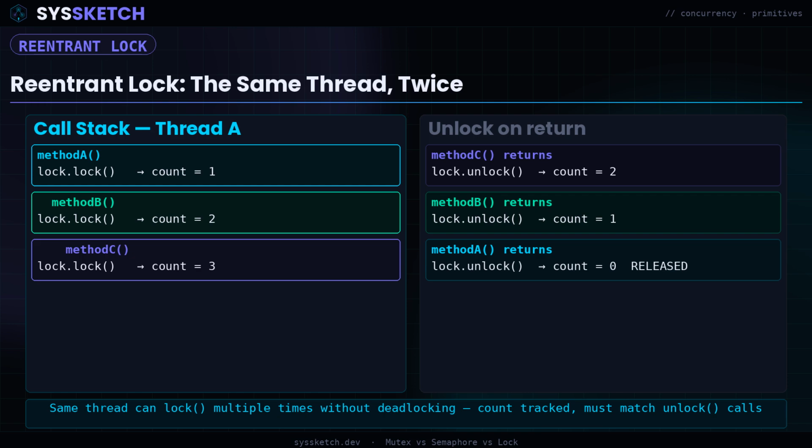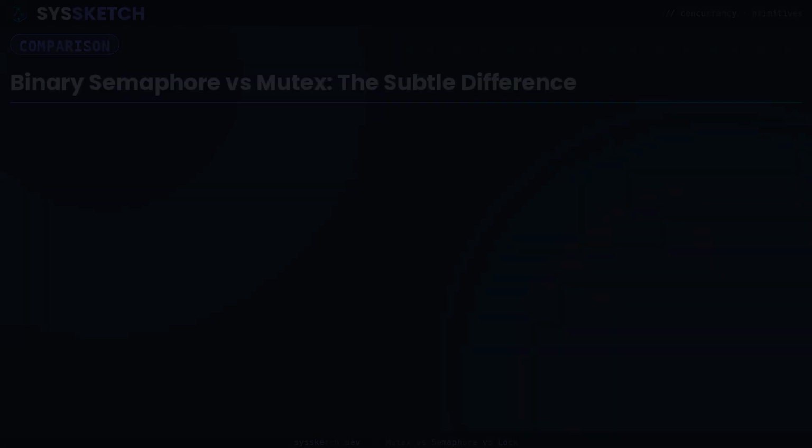First acquisition sets count to 1. Second acquisition by the same thread increments to 2. Third to 3. Each return from a method decrements the count. Only when it reaches 0 is the lock actually released and other threads can proceed. This is essential for recursive algorithms and for calling synchronized methods from within other synchronized methods.